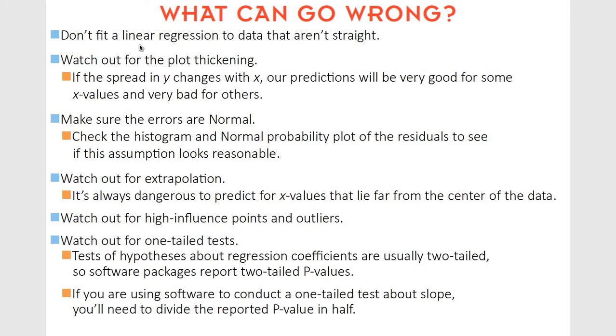Watch out for extrapolation. It's always dangerous to predict outside your range. Watch out for high influence points. Oh yeah, those outliers. Everybody forgets to check the outliers. And no, they're not just based on what it looks like. Watch out for one-tailed tests. Tests of hypothesis about regression are usually two-tailed, so software packages report two-tailed p-values. So be careful. If you're using software to conduct a one-tailed test about slope, you'll need to divide the reported p-value in half. I know we're not going to be using statistical software, but you should check that for your graphing calculator. Oh yeah, that's why it's useful.